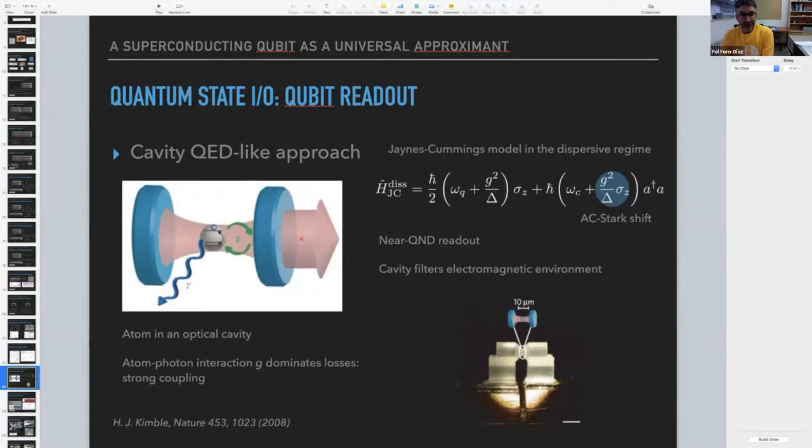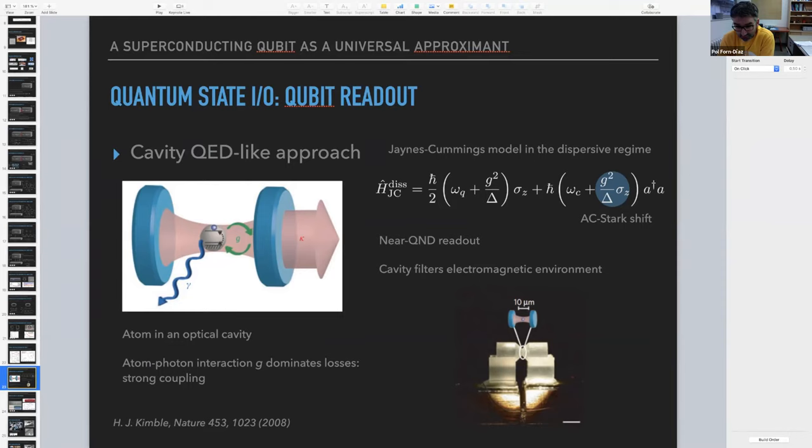Okay, so how do you read out the state of these qubits? For that, I'm moving into some historical reference to cavity QED, because that's where this is coming from. In cavity QED, what people have been doing over many years, and this is the example of the lab of Professor Jeff Kimble at Caltech, where I actually spent two years some time ago, is detecting atoms interacting with photons in optical cavities.